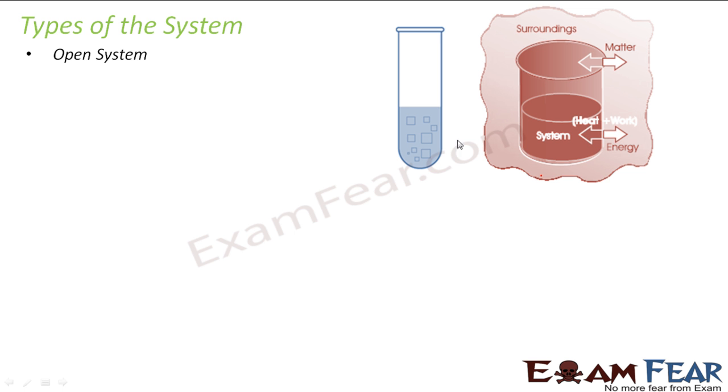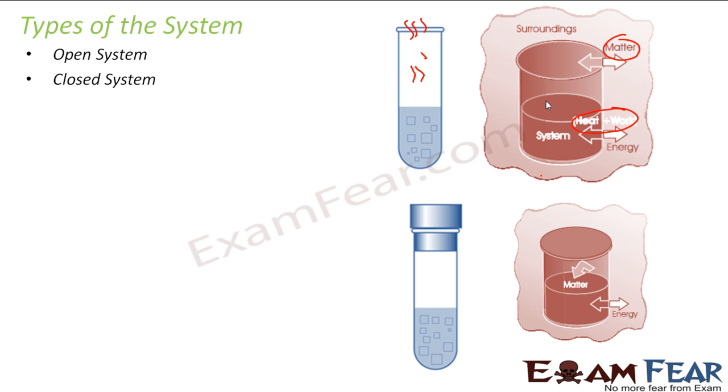That means from the external world, this is my surrounding, so from surrounding, heat can be transferred. Also the materials which we have, for example, there are vapors here, they go out. So the matter also is transferred, and the heat is also transferred. This kind of system is called open system, where heat or work and matter can also be transferred.